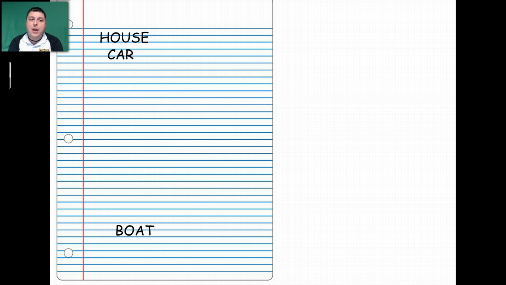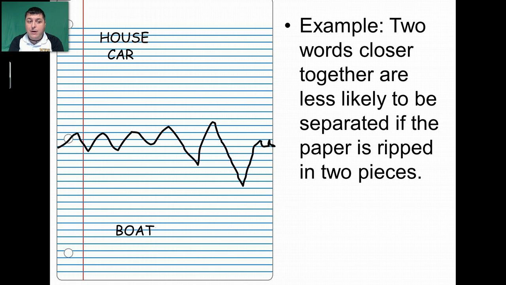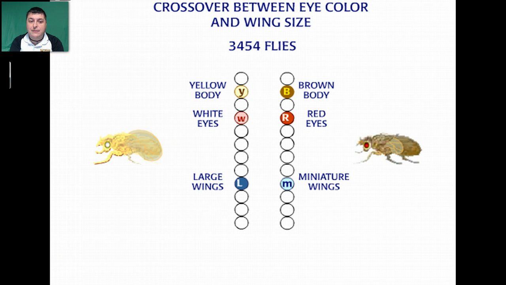For example, what words would be more likely to separate away from each other? Would house be more likely to separate from boat, or would house be more likely to separate from car if we were to tear this paper in half? Well, the house would be more likely to separate from the boat because they're further away. There are many more tear opportunities between the house and the boat than there is between the house and the car. So if these were genes on a chromosome, the house gene would be able to separate from the boat gene more readily because it's further away.